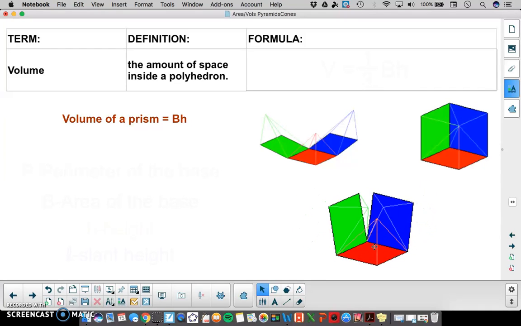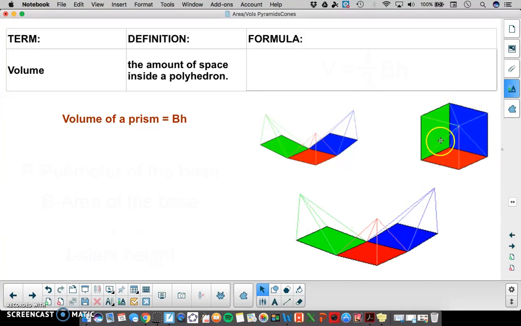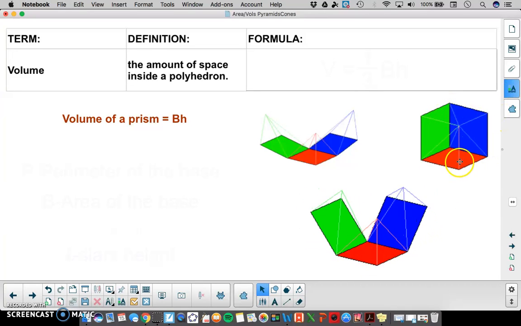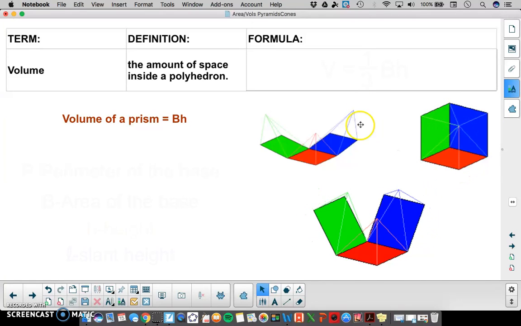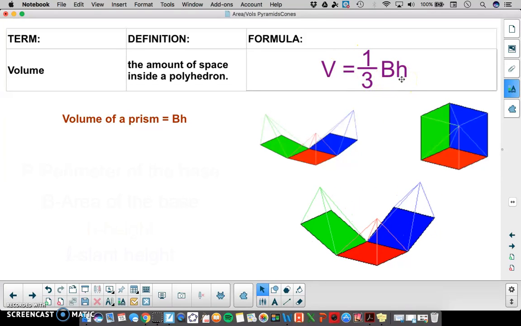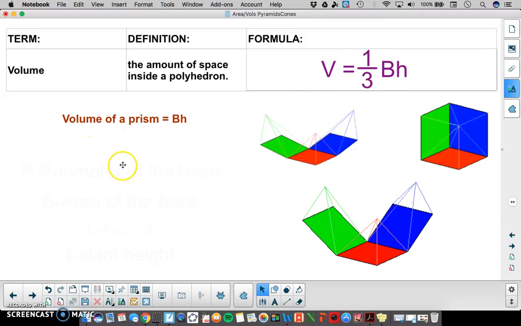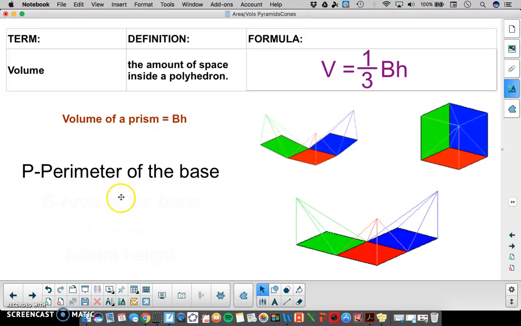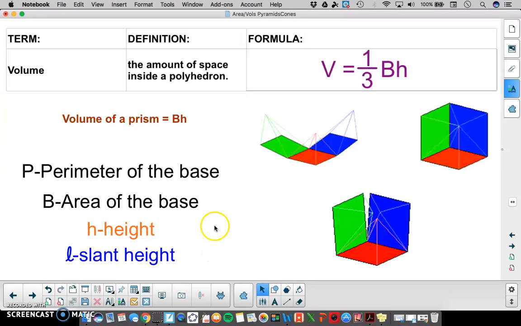So if we wanted to find the volume of just one of these pyramids, we could take 1/3 of the volume of this prism with the area of that red base and its height. And that's exactly where we get the formula 1/3 big B times H. So the volume of a pyramid is 1/3 area of the base times the height. Remember, as we go through these formulas, P is perimeter of the base, B is area of the base, H is height, and L is slant height.